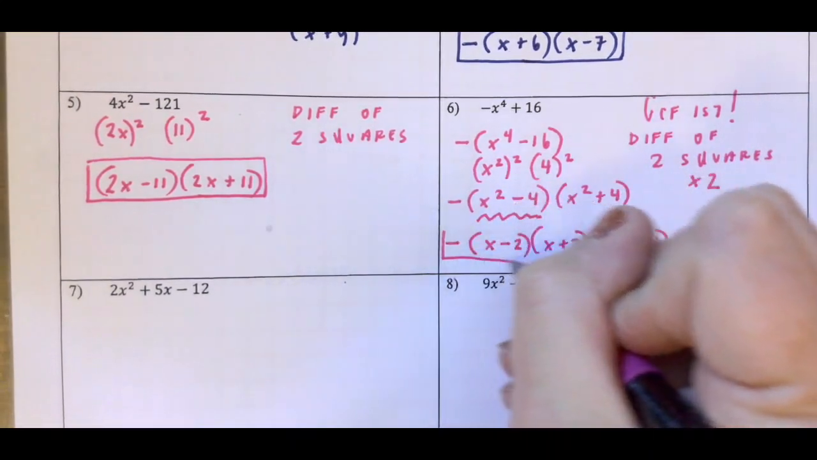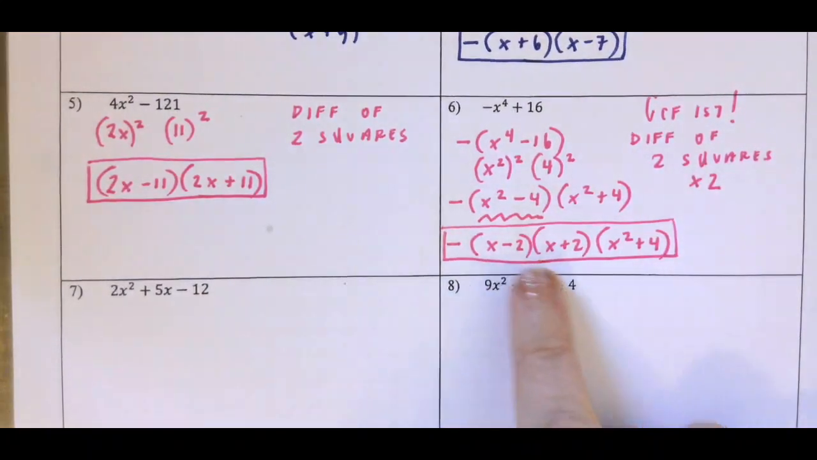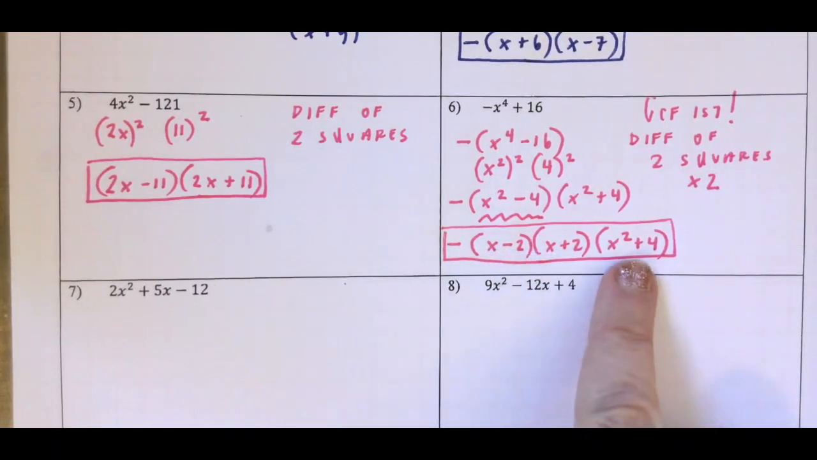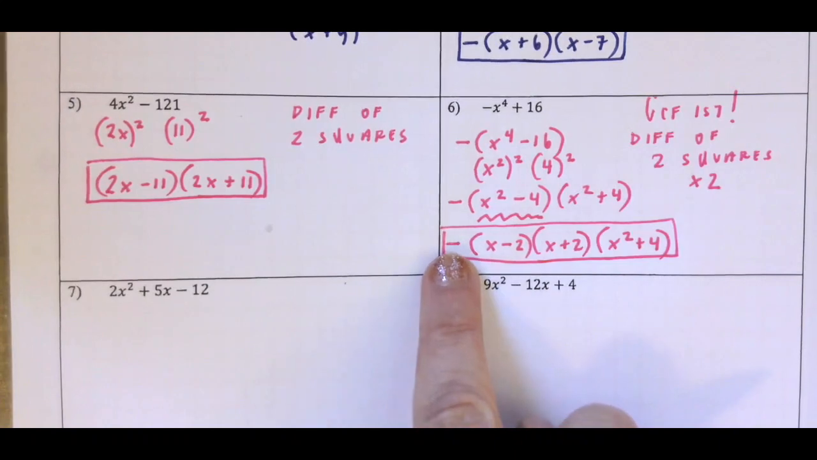Okay, and then I'm ready to box it. Now again, the order that you write these factors doesn't matter. I could have put this one first here and then the other two behind it. What does matter is that that -1 does go first.